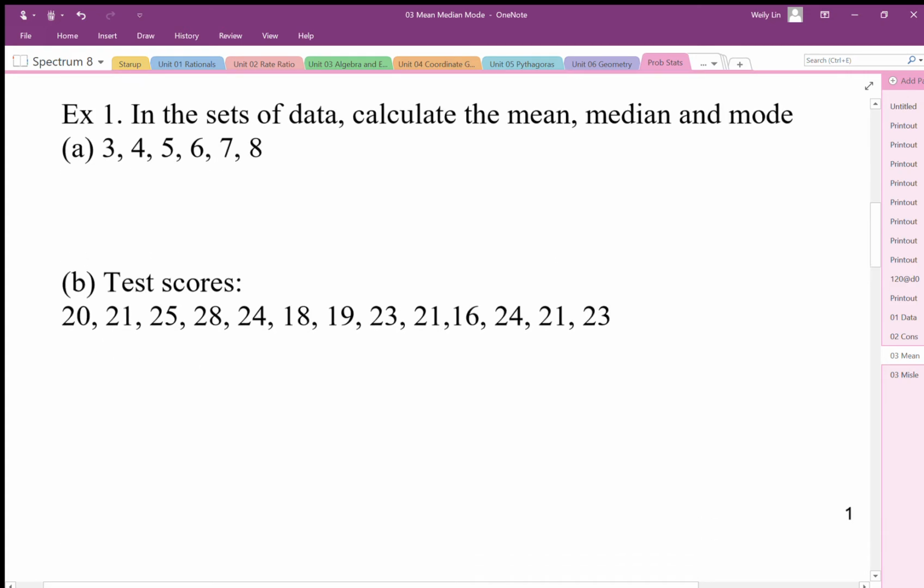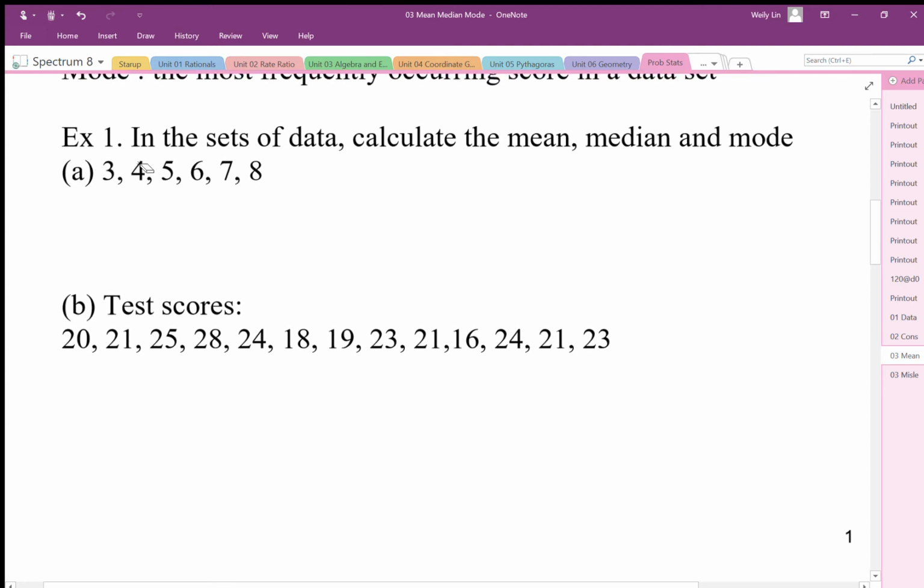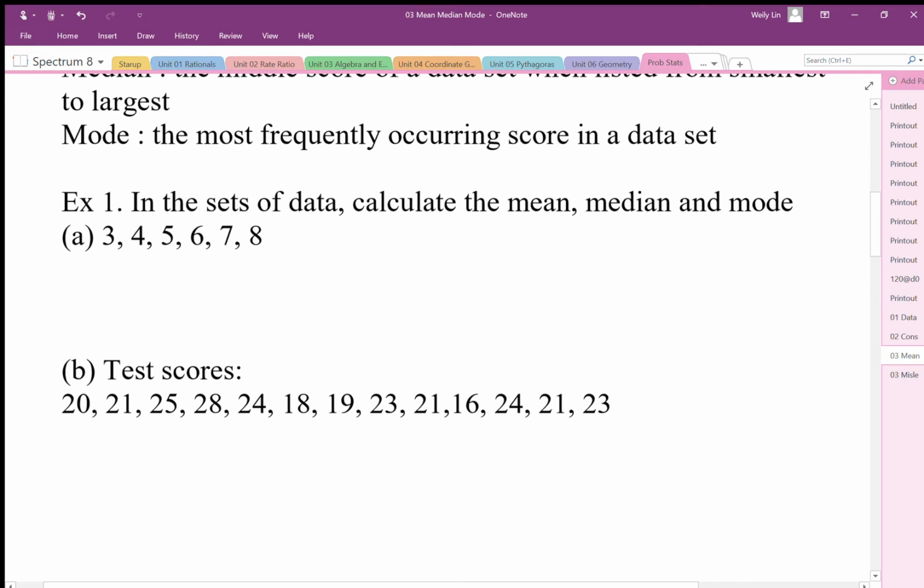Imagine part A here, these might represent some scores, and we want to calculate the mean, median, and mode. Let's start with the mean. In math we often use this little x with a bar for the mean. To calculate the mean, we add up all the scores and then divide by the number of scores we have: 1, 2, 3, 4, 5, 6. There are 6 scores, so we add up those scores and divide by 6.